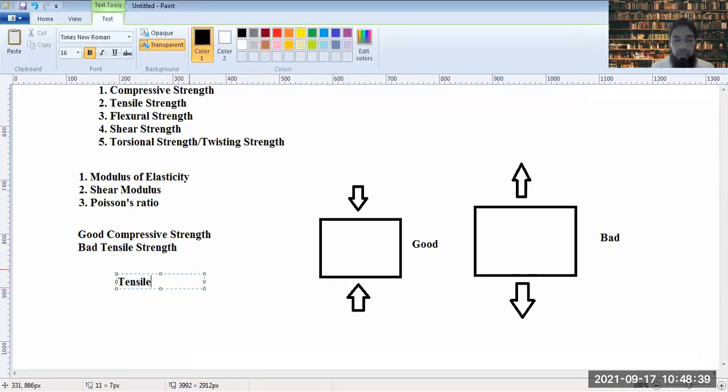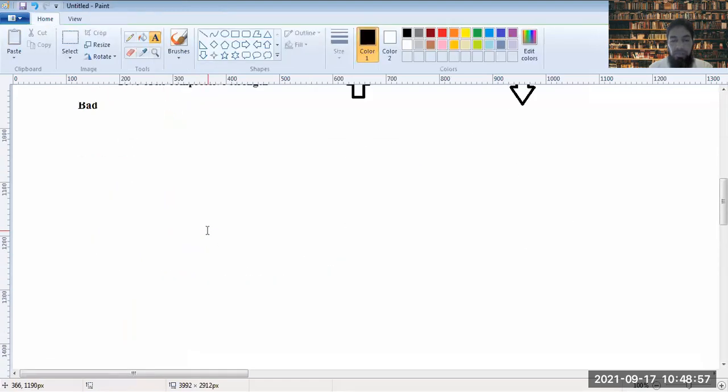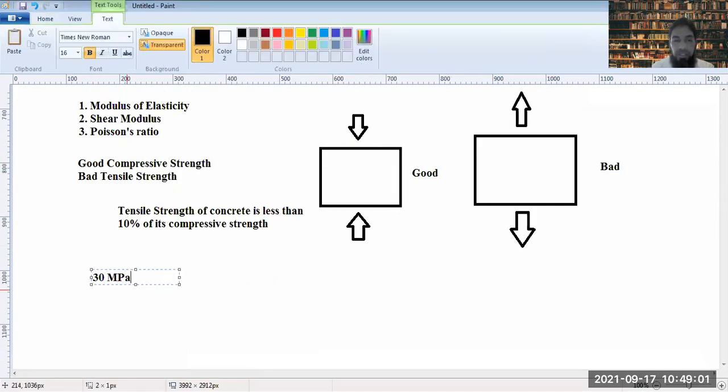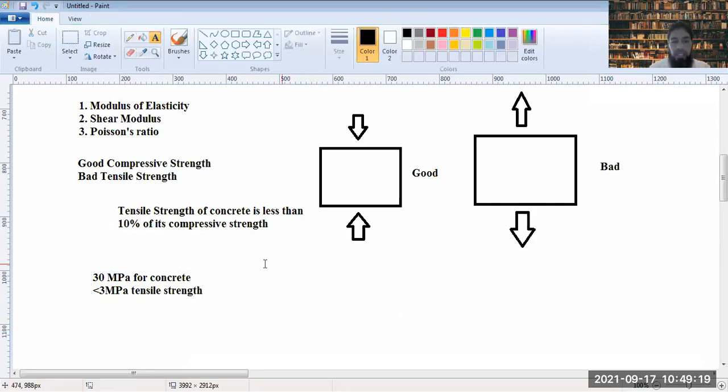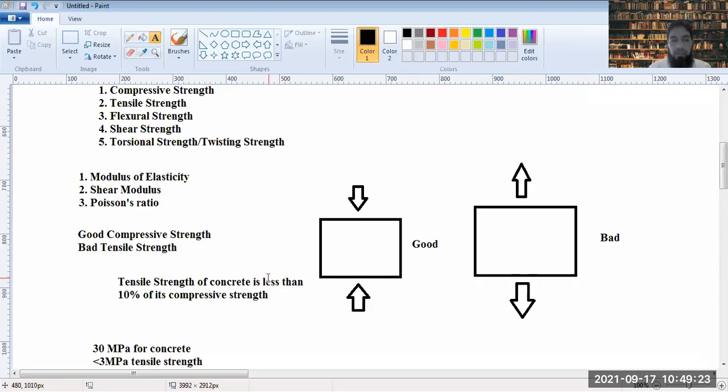So it has been seen that the tensile strength of concrete is less than 10% of its compressive strength. If the compressive strength of concrete is, for example, 30 megapascals, its tensile strength will be even less than 3 megapascals. So when we say concrete has a good compressive strength, at the same time we say it is very bad in tensile strength properties.